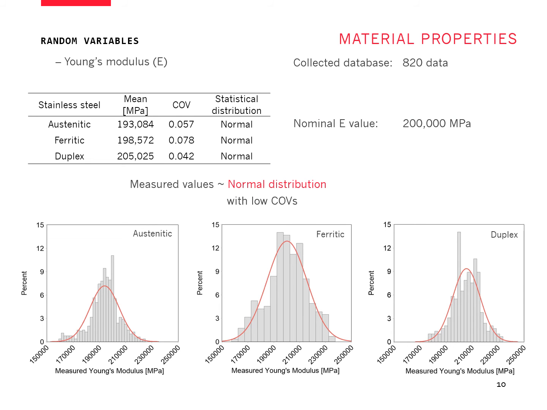For example, the Young modulus was found to follow a normal distribution for the three material types, and the mean values were found to be quite close to the nominal values given in the Eurocode for ferritic alloys, but significantly lower for austenitics, and the coefficients of variation were quite low in the three cases.